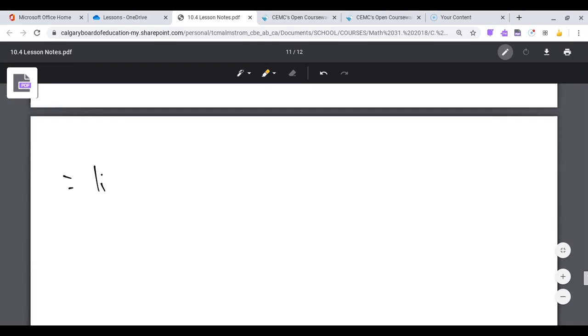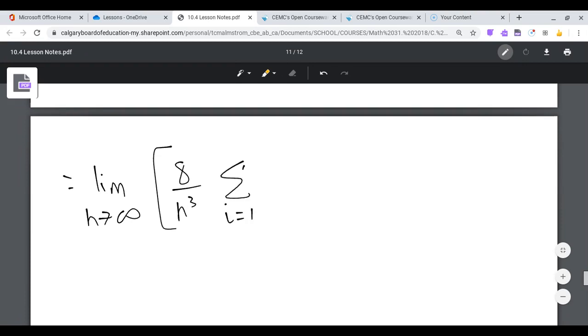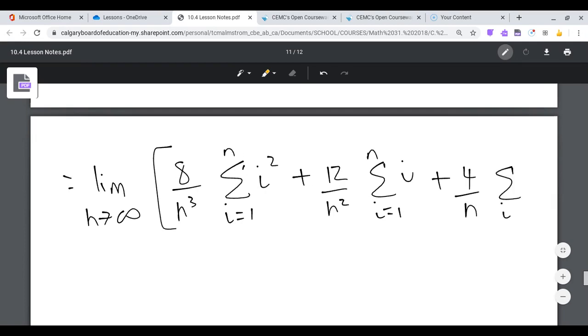It's equal to the limit as n goes to infinity of the first one. I'm going to take out the 8 on n cubed, and it'll leave me with the sigma of i equals 1 to n of i squared, plus I'm going to do the next one individually. I can take out a 12 on n squared, leaves me with the sum i equals 1 to n of just i, plus in the next one I can take out the 4 on n and leaves me with just summing up a whole bunch of 1s till n. And then I put a close bracket on all of that because I want to evaluate the limit on all of this.